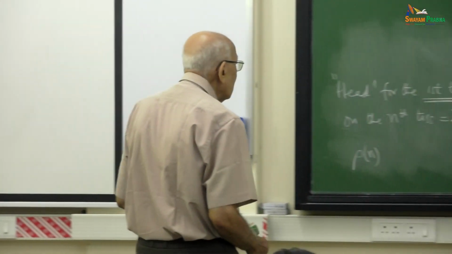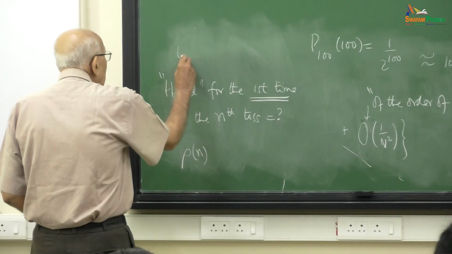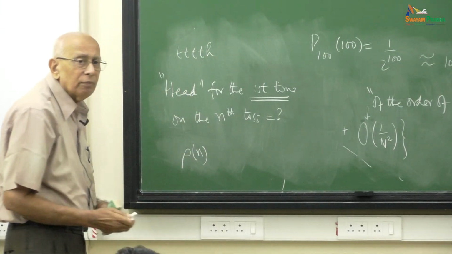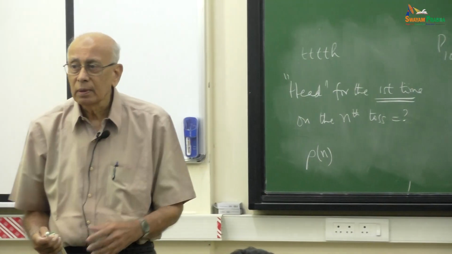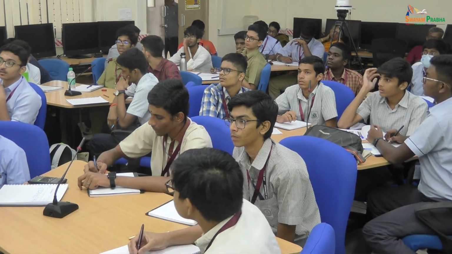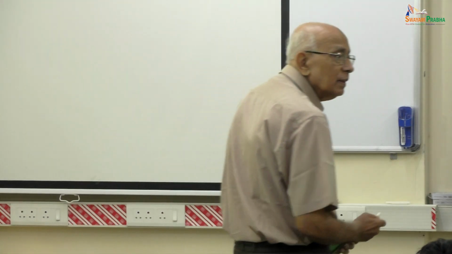You've not seen heads before that. Everything before that is a tail. And it's an unfair coin. So it should have been tail, tail, tail, tail, head. This is a head for the first time in the fifth toss. What's the probability of this happening? So what's this probability?